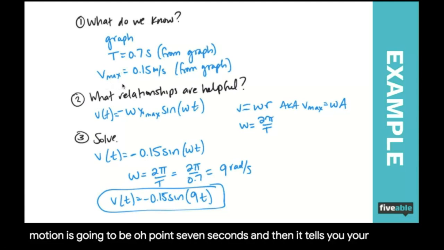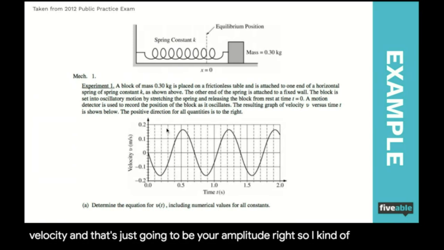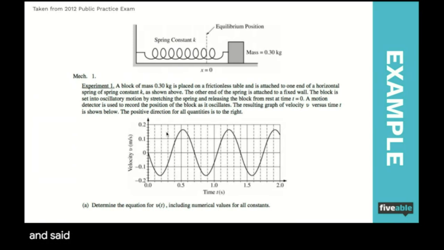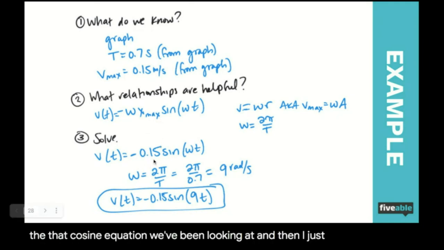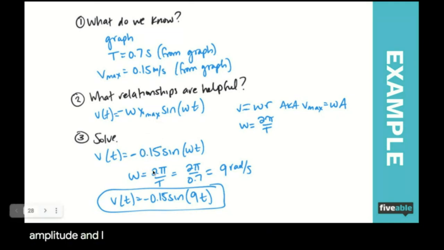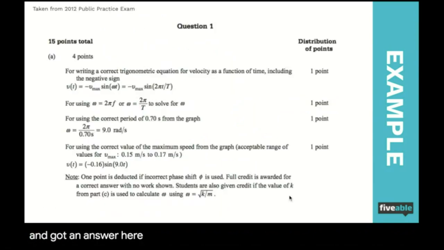And then it tells you your max velocity, and that's just going to be your amplitude, right? So I eyeballed it and said 0.15 here for my max amplitude. From there, I wrote my general velocity equation for simple harmonic motion. Remember, you can get that by taking the derivative of that cosine equation we've been looking at. Then I plugged in my amplitude, and I found my angular frequency omega using my period, and got an answer here.